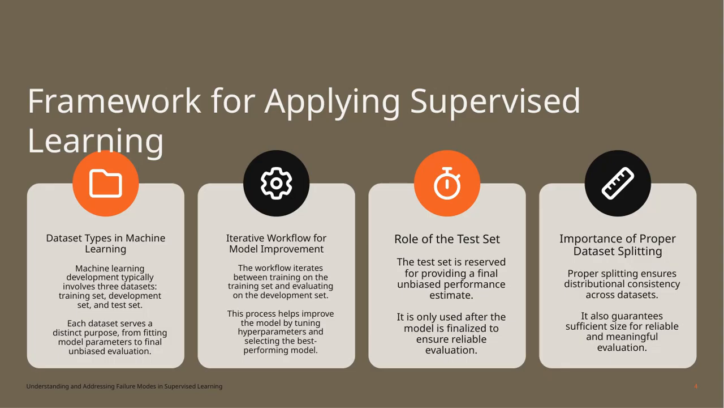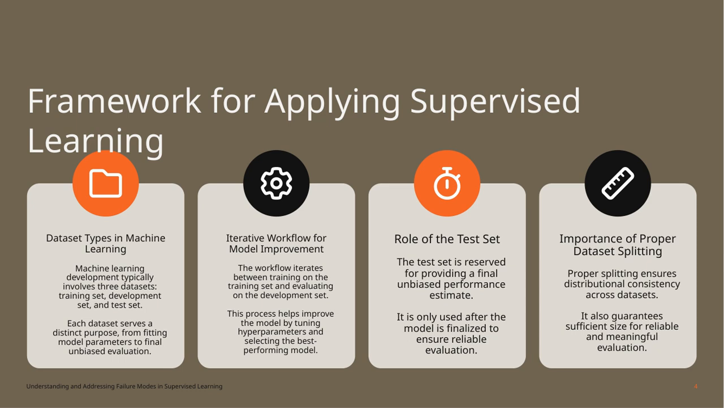Understanding how different failure modes impact supervised learning is crucial for building robust models. On this slide, we're focusing on the importance of properly understanding and addressing these failure modes throughout the development process. Let's start with dataset types in machine learning. Typically, we work with three kinds of datasets: the training set, the development set, and the test set. Each of these plays a distinct role.